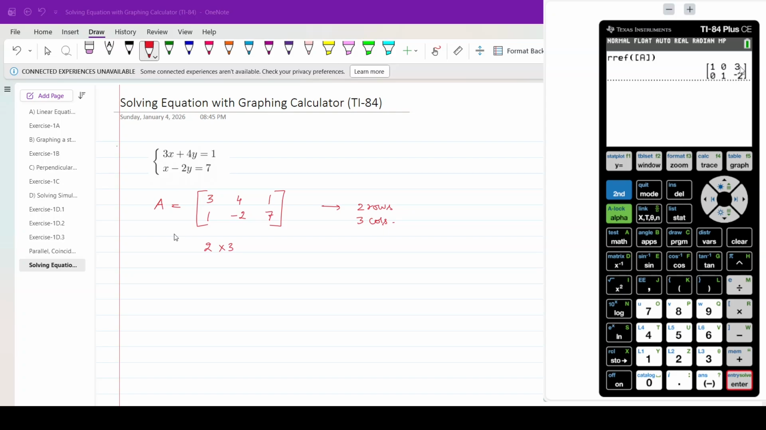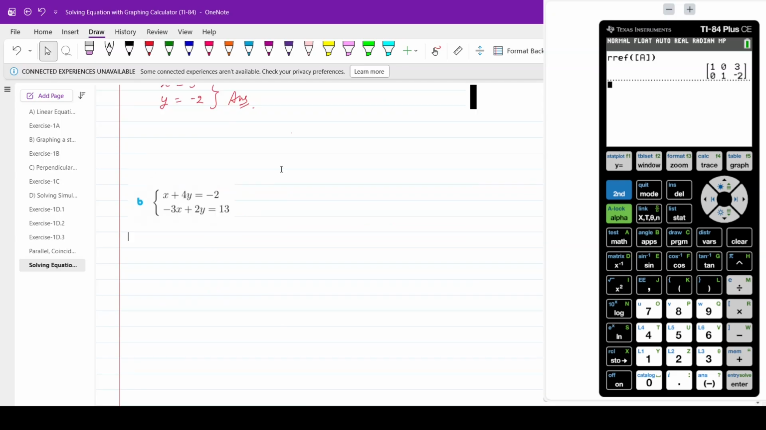This first number is the value of x, the second number is the value of y. So we can say, from this matrix, the value of x is, let me take a screenshot of this answer. So here we have x is equal to 3 and y is equal to -2, and this is our answer.